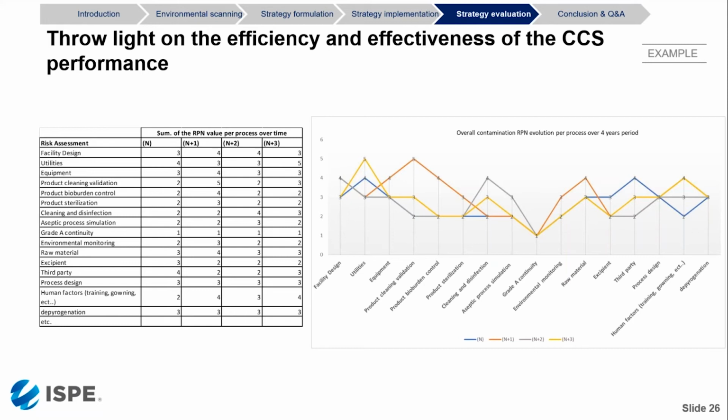So let's take an example. You perform your facility design risk assessment, for example. So you will look at each parameter, or let's say each element of this facility design. Map the process, map everything that is related to facility design, and then you will put a number: the occurrence of contamination, the severity, and the detection. Do I have a system to detect this? You will have a number for each one.